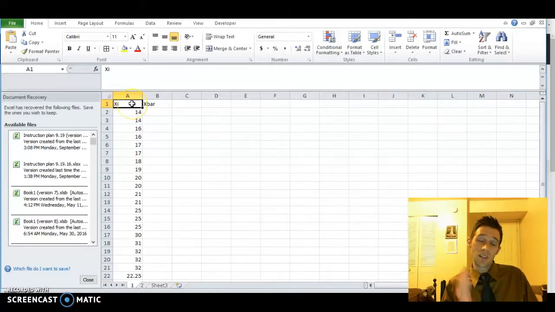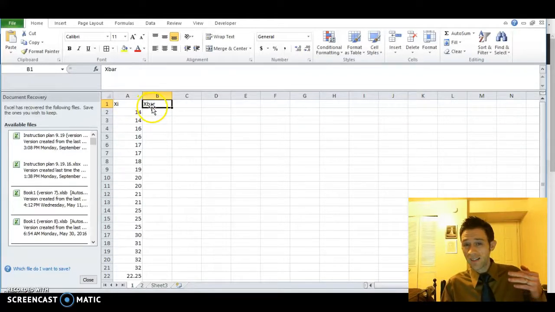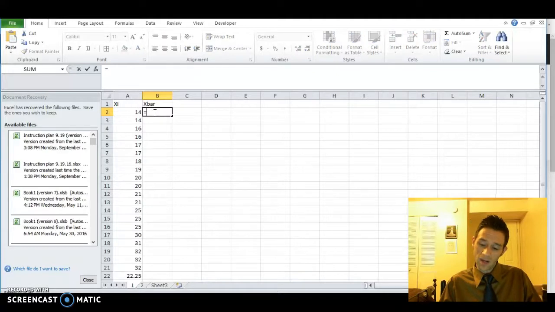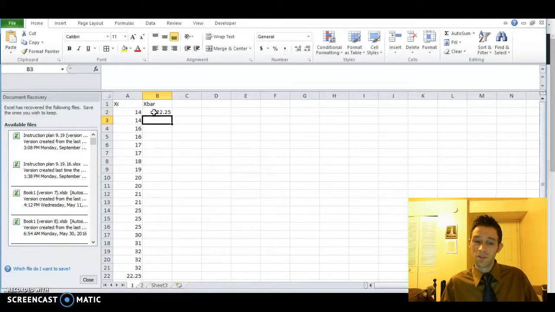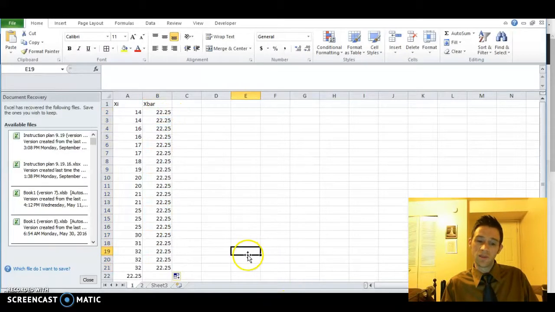Now this is why I changed this back to xi, because here we're interested in each and every single observation, each and every single x. For the x bar column, we're interested in the x bar, the only mean of the data set. And that mean is 22.5. So, I'm sorry, 22.25. So here we fill out 22.25 in each and every single cell. We're not interested in xi, each and every single x. We're just interested in the x bar, the mean, the one and only mean in this data set, at least.